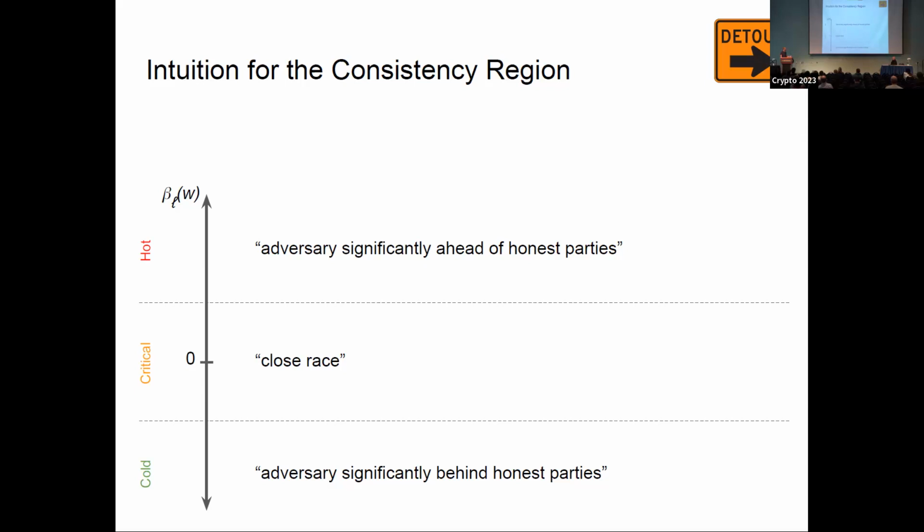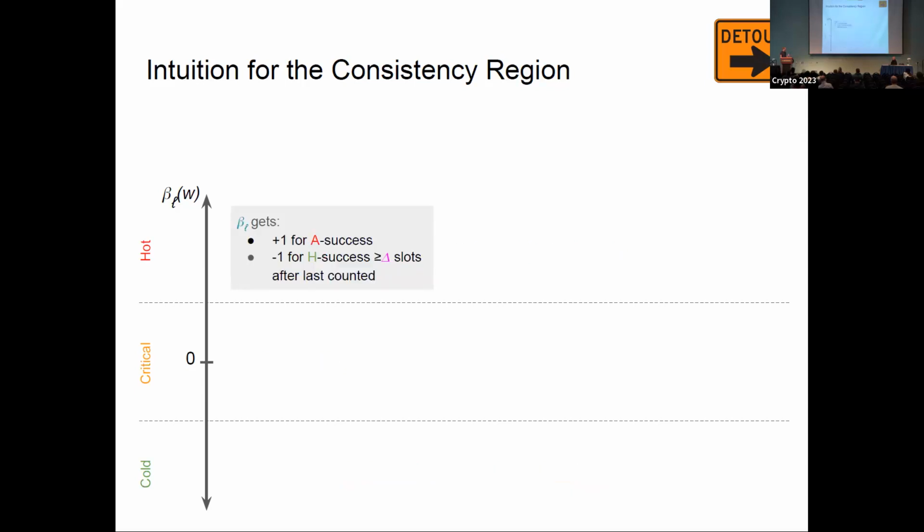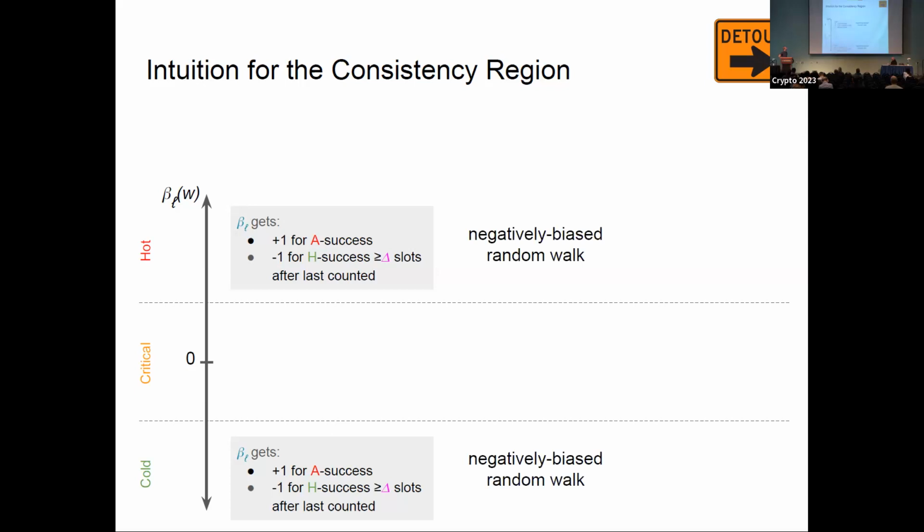And one can show, and this previous work has shown, that if margin happens to be in this hot region, then with further execution of the protocol, with every adversarial success in the lottery, margin gets increased by 1, whereas it gets decreased by 1 with every honest success that happens at least delta slots after the previous such honest success that was counted for this purpose. And exactly the same behavior occurs also in the cold region. And notice that under the assumption of this inequality that I showed you that is necessary and sufficient for security, both of these behaviors will result in a negatively biased random walk performed by the margin quantity as we sample new and new lottery outcomes.